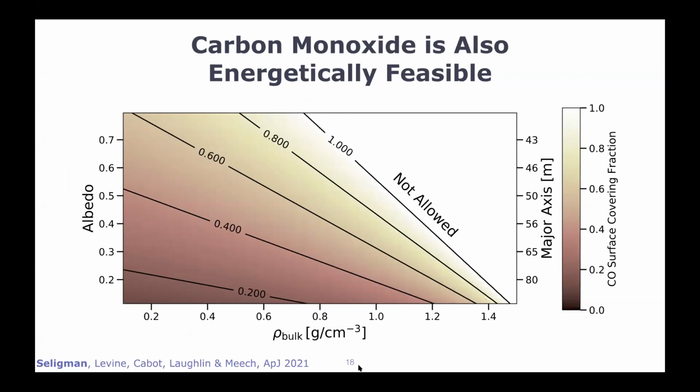And so what I'm showing you here on the x-axis is the assumed bulk density of Oumuamua. And these are a reasonable range of cometary bulk densities. On the y-axis is the albedo, or the reflectivity of the surface, which scales with the size of the object. And the color here is telling you what fraction of the surface would have had to be covered in carbon monoxide ice in order to produce the non-gravitational acceleration. And the point is that everything below this line here is allowed. So energetically, this is also a very feasible accelerant.